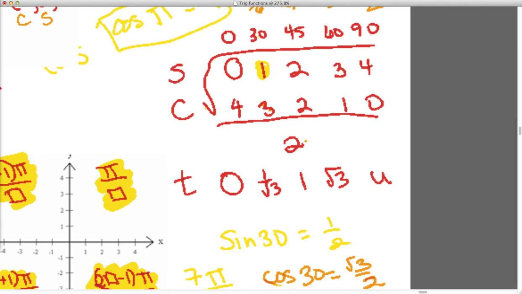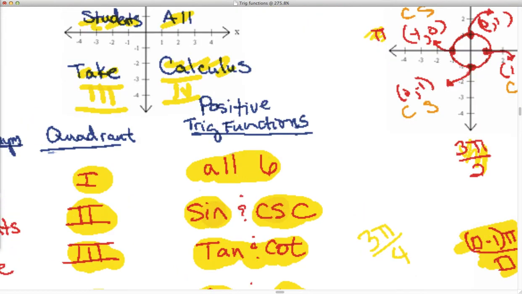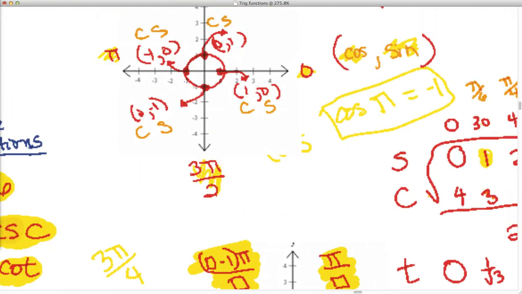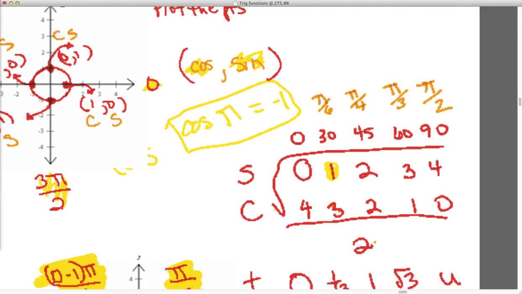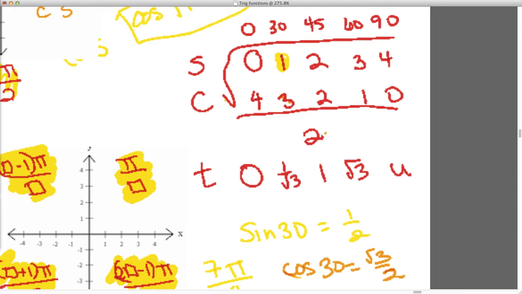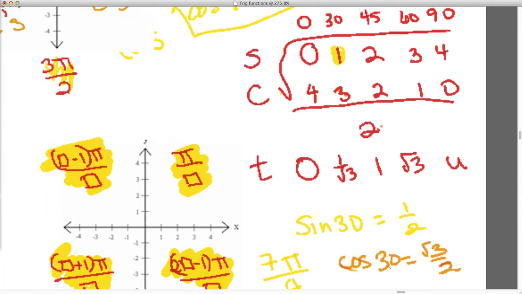Depending on what quadrant you are in, you would use the acronym All Students Take Calculus to determine if it's positive or negative. So if we're in the third quadrant, that cosine would have been negative, and this angle would have been 210 degrees or 7 pi over 6.